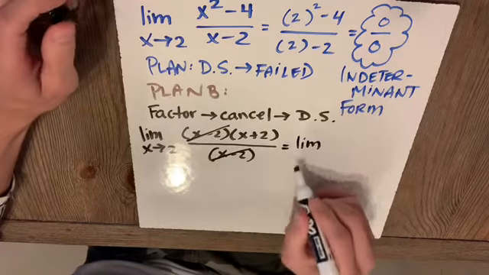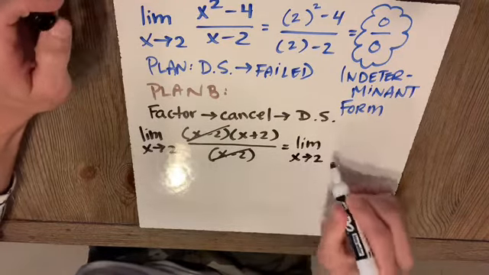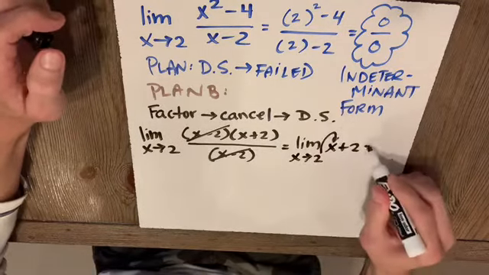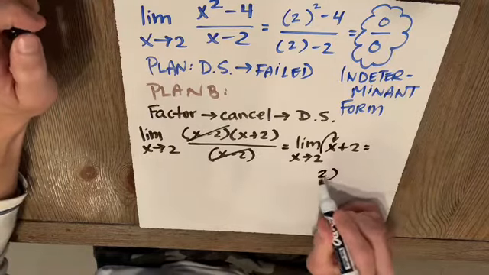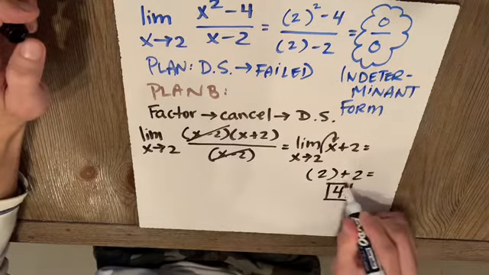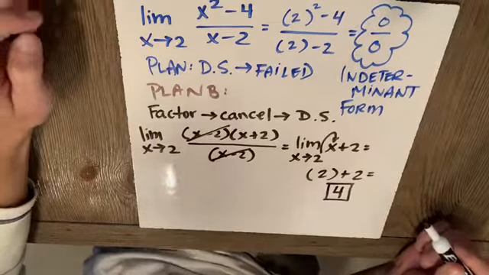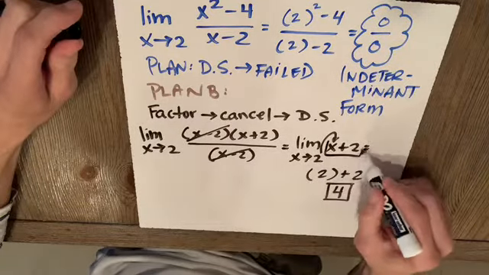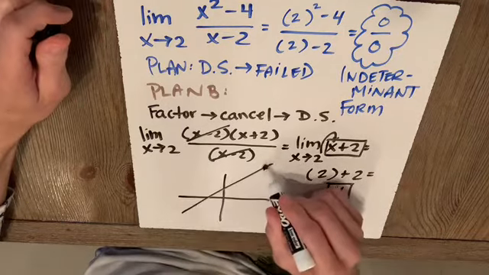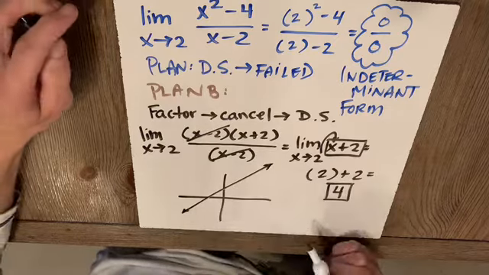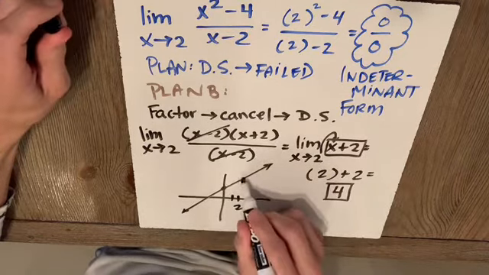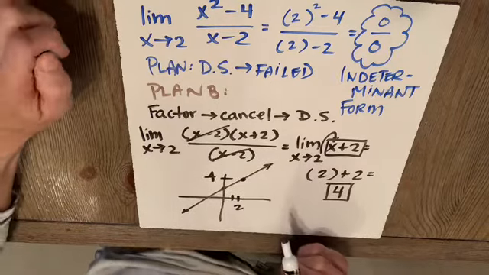So the surviving function is x plus 2. And now I can use direct substitution to get 2 plus 2 is 4. So I was able to find the limit. Now, look at the surviving function here after we canceled. It's x plus 2. And that means we have a slope of 1 over 1 and a y-intercept of 2. And we're saying as x approaches 2, y is approaching 4.